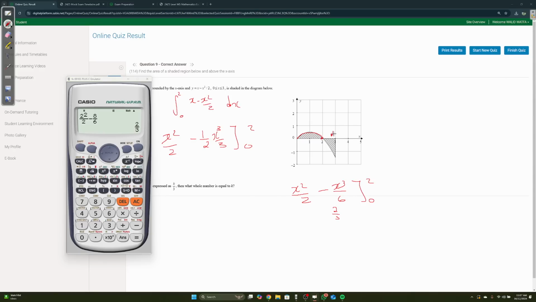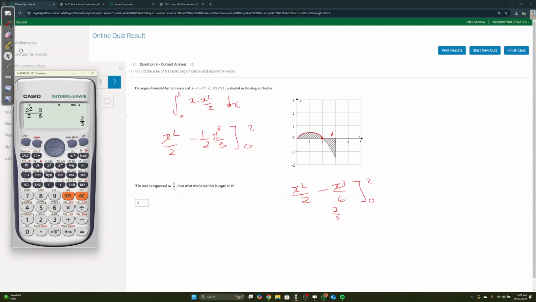So for the second one, you're now going from 2 until 3. Why we split it up is because now it's negative, right? So let's do it now from 2 till 3. So we're just gonna copy this, but do it from 2 till 3. It's gonna be 9 over 2 minus 27 over 6.